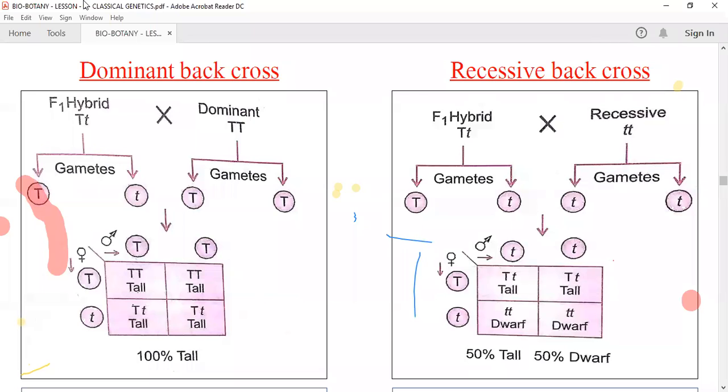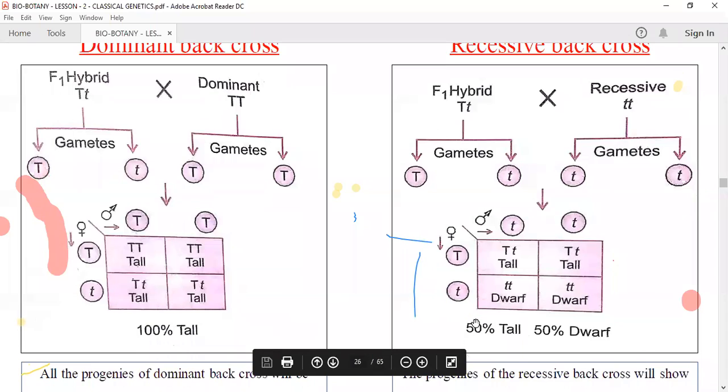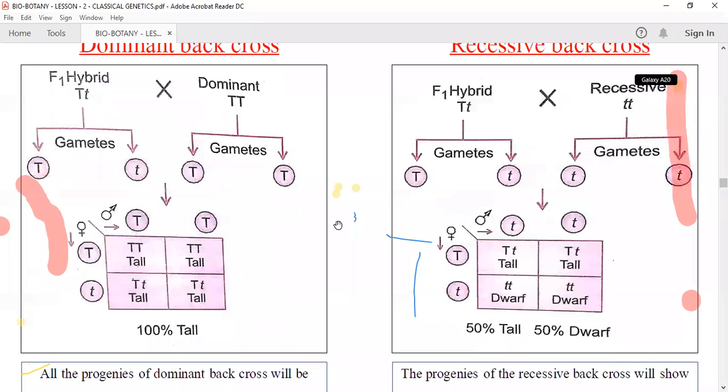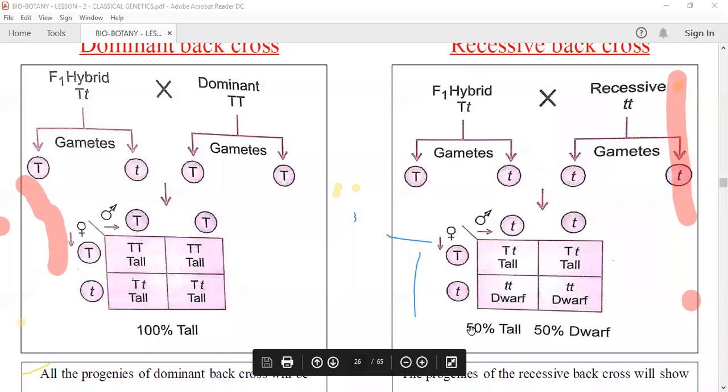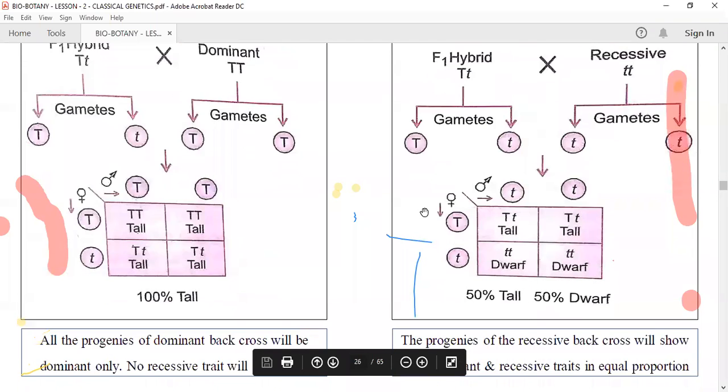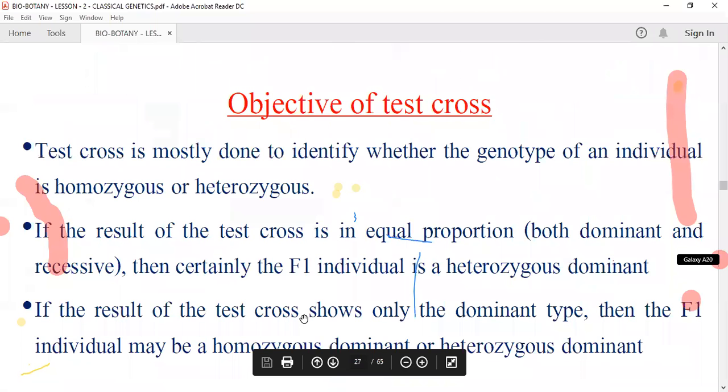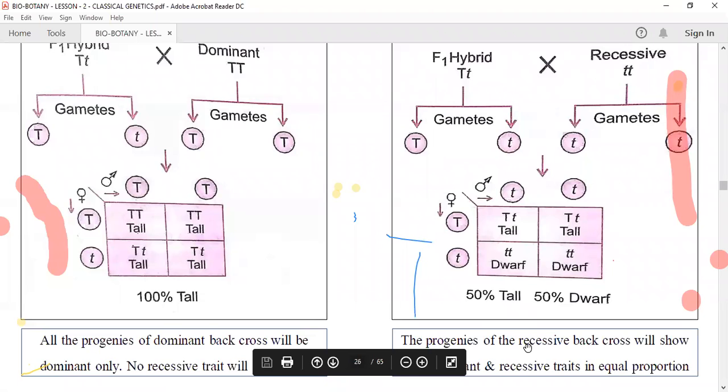Next one. You can see here that all the progeny of a dominant back cross will be dominant only, no recessive trait will occur. And the progeny of the recessive back cross will be equally 50 and 50.